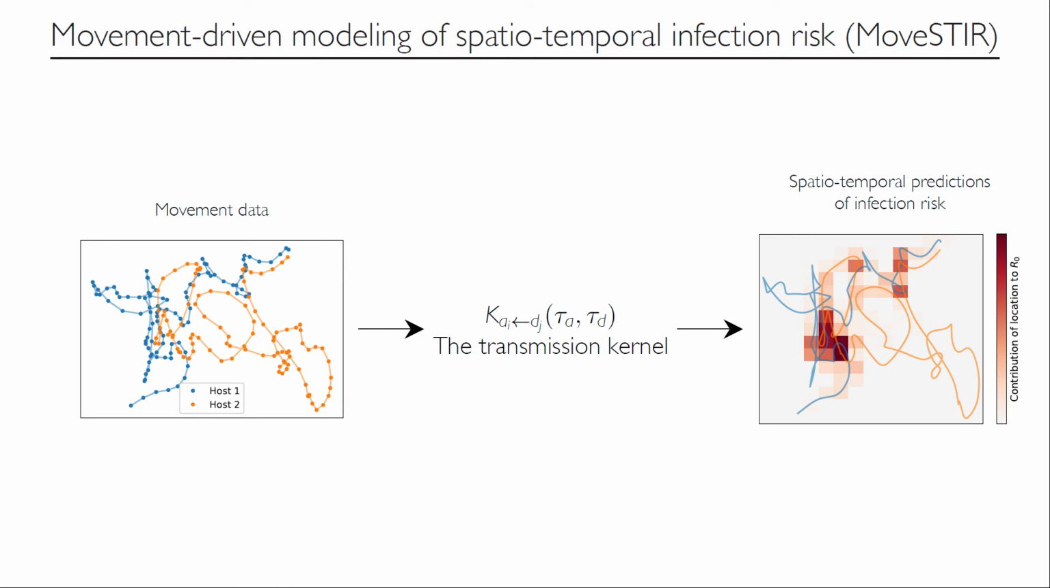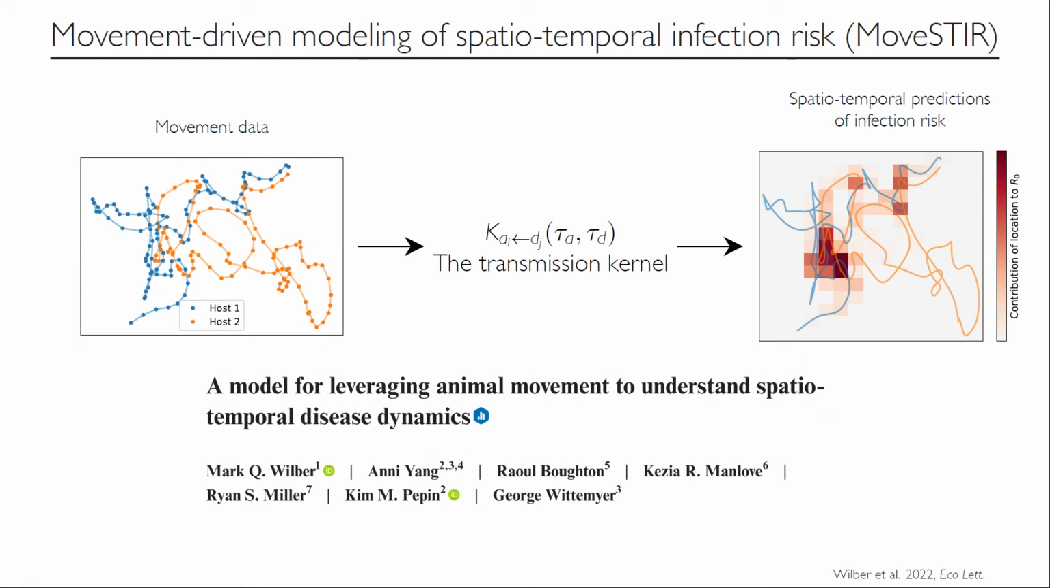We have movement data, and we have our transmission kernel. How do we now make predictions about spatio-temporal infection risk? There are a lot of different things we can do here, and I do not have time to go into all of them. I definitely recommend you check out our paper, where we describe some of these. Today, I'm just going to focus on one example for the remainder of the time.